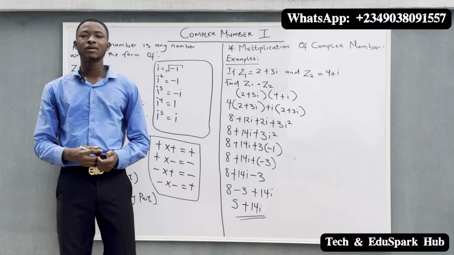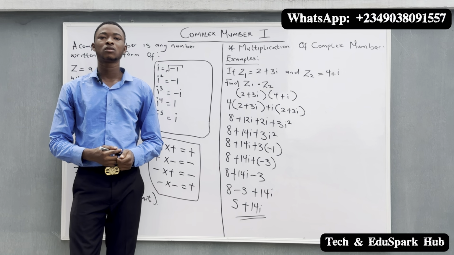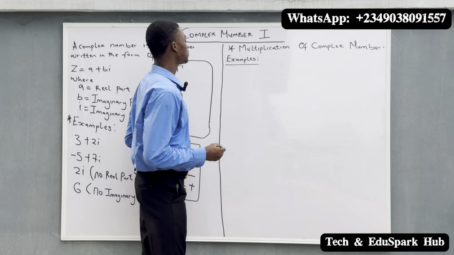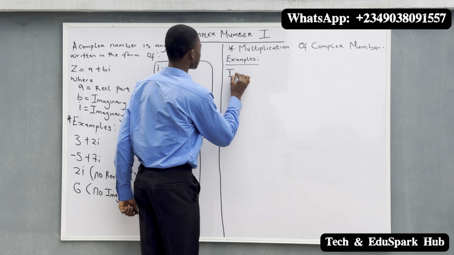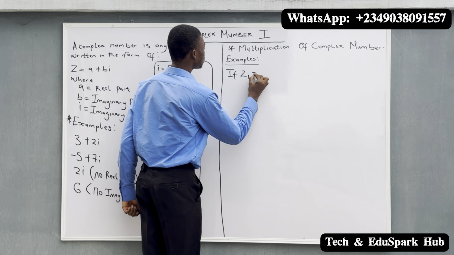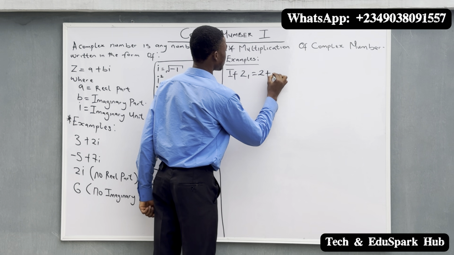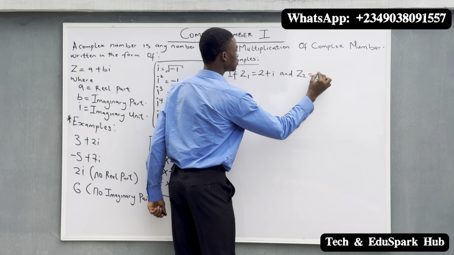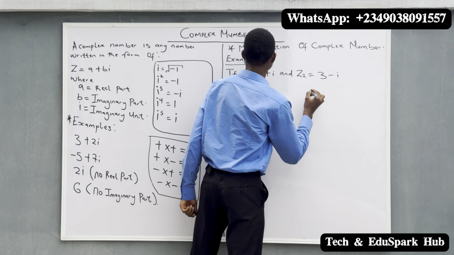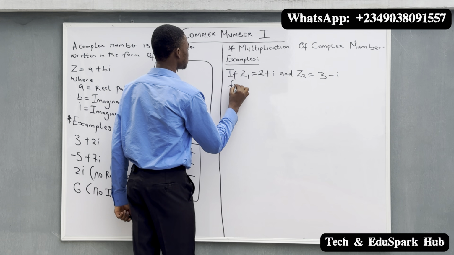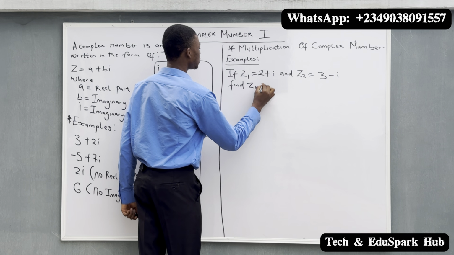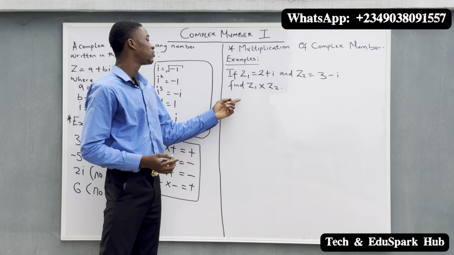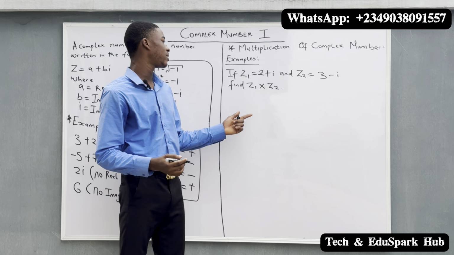So let's look at another example still on the multiplication of complex numbers. Moving to the second example, it says if z1 is equal to 2 plus I and z2 is equal to 3 minus I. So the question is asking us to find z1 multiplied by z2. So you can easily write z1 dot z2 or z1 multiplied by z2.